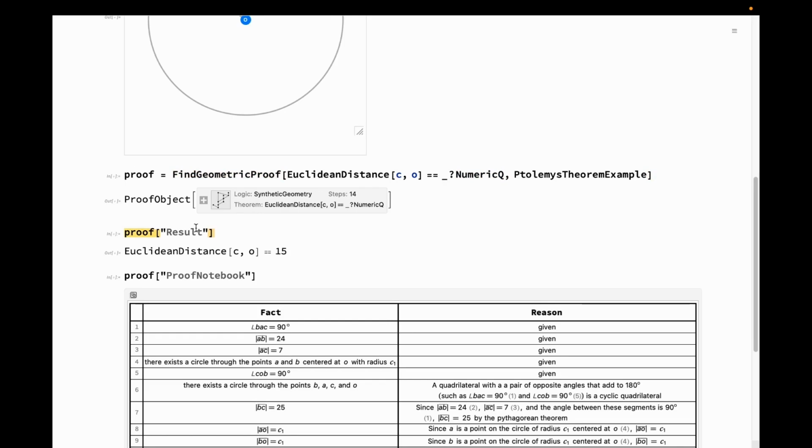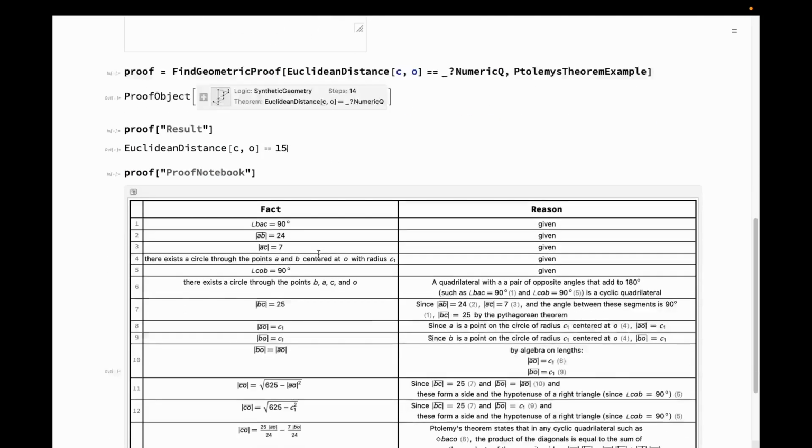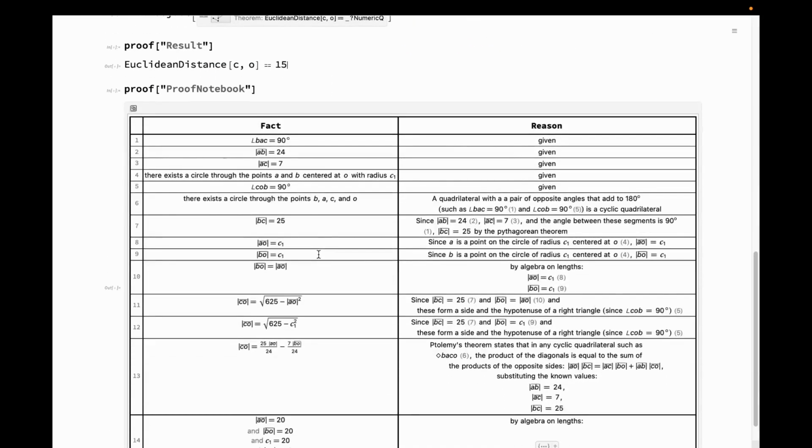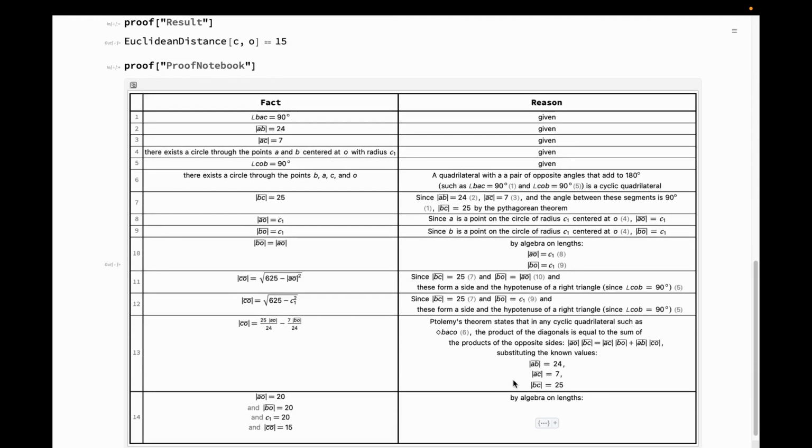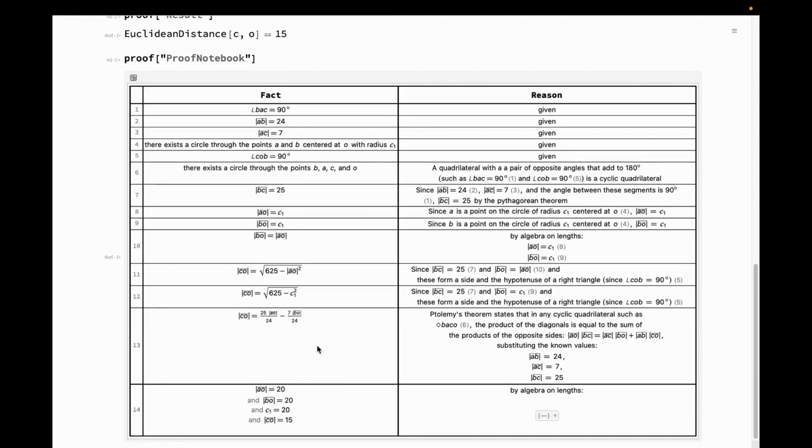In 14 steps, it finds the result, and the result is 15. And if we look at the proof notebook, we can see that it uses Ptolemy's theorem on cyclic quadrilaterals and some algebra on some of these previous steps to get the final result.